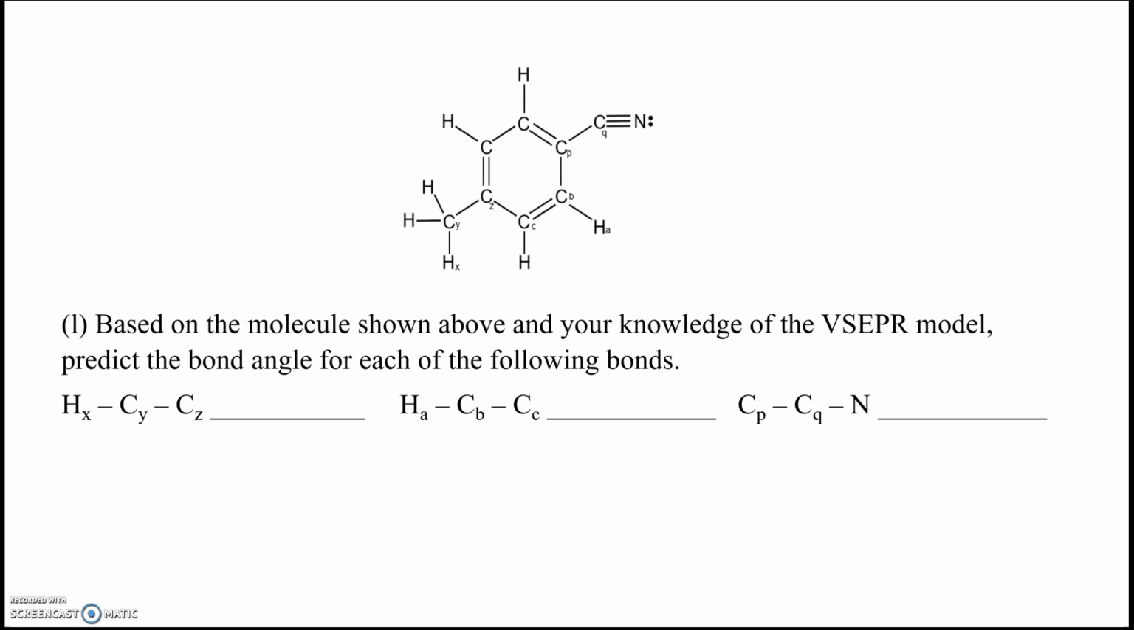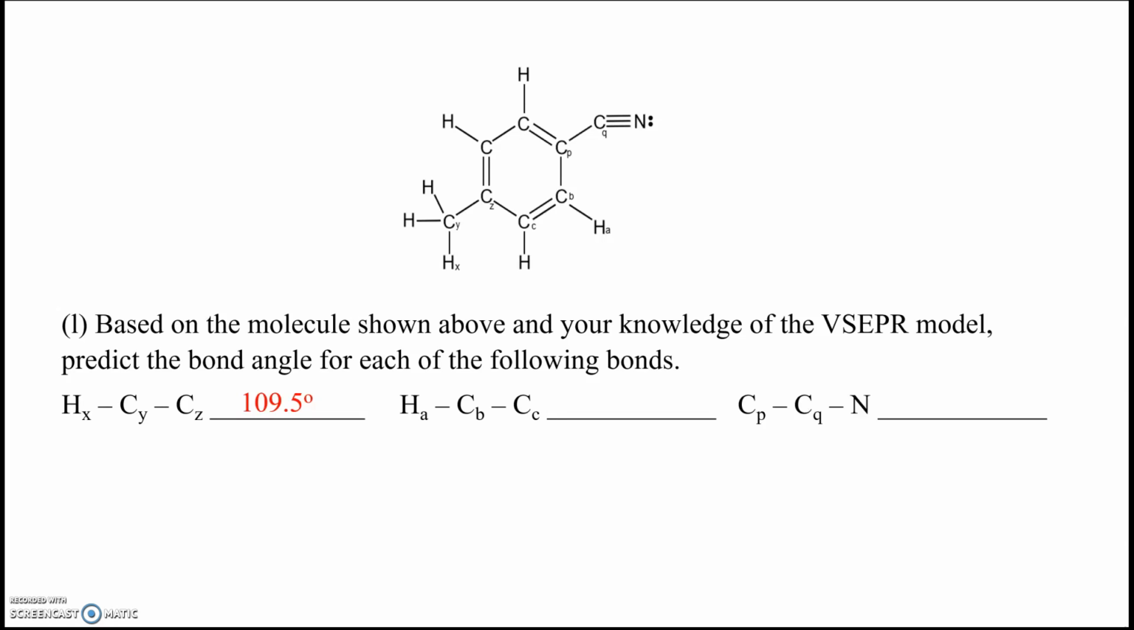We've got to find H sub x, which is in the lower left-hand corner, where it goes up to the carbon marked Y and then the carbon marked Z. And what angle would that be? Well, this carbon has got 4 single bonds attached to it. So we know that this means that it's a tetrahedral arrangement, and therefore the bond angle for tetrahedral is 109.5. We look at the second one.